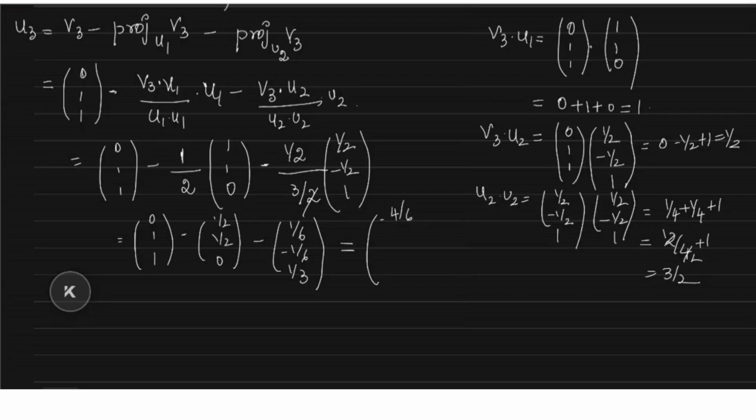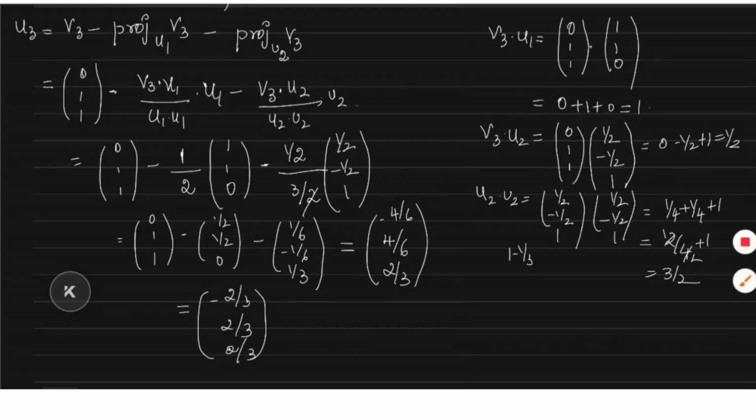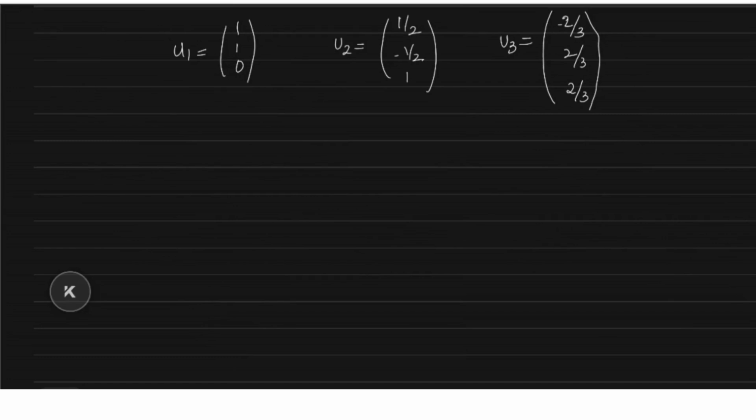Next one, 1 minus half is half. Half minus of minus 1/6 is half plus 1/6, again 4/6. And finally it is 1 minus 1/3, which is 2/3. So the first two terms can be further simplified: it is minus 2/3, 2/3 and 2/3. Now we got the value of u1, u2, u3. These are called your orthogonal vectors.